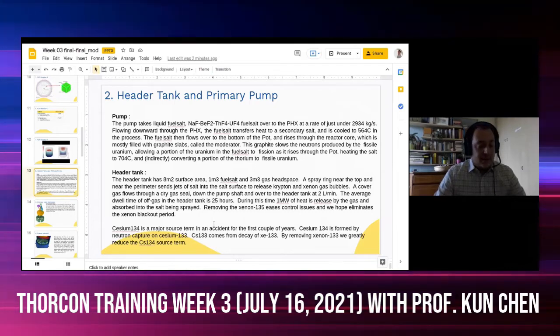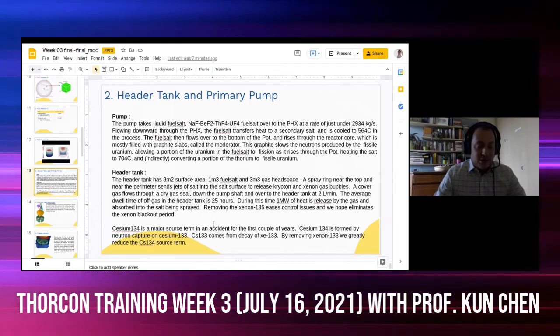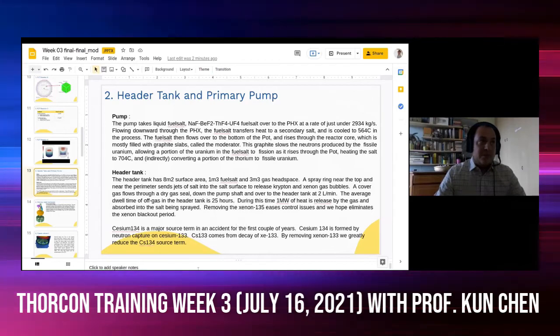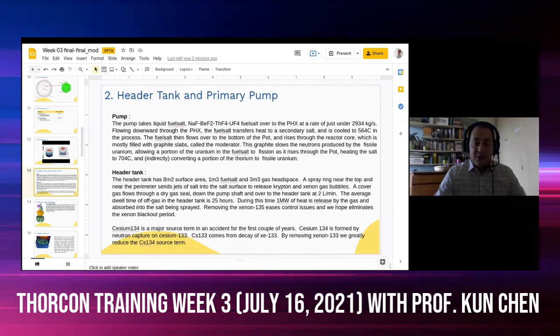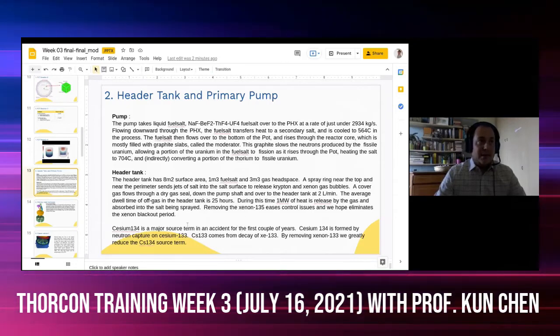Besides the effectiveness on the reactor operation, removing gaseous fission products has a huge effect on the reduction of the source term in case of accident.